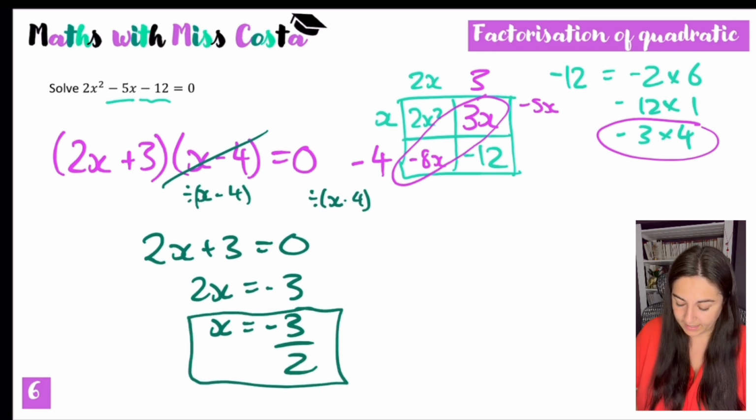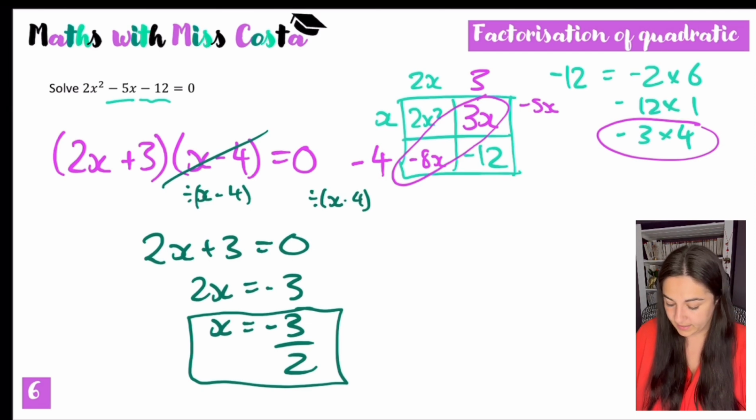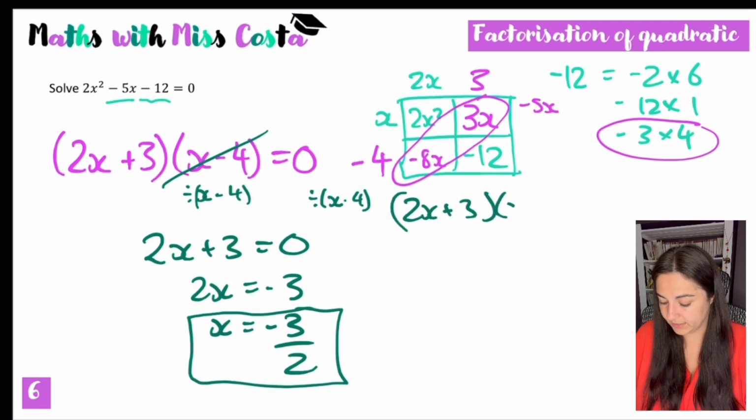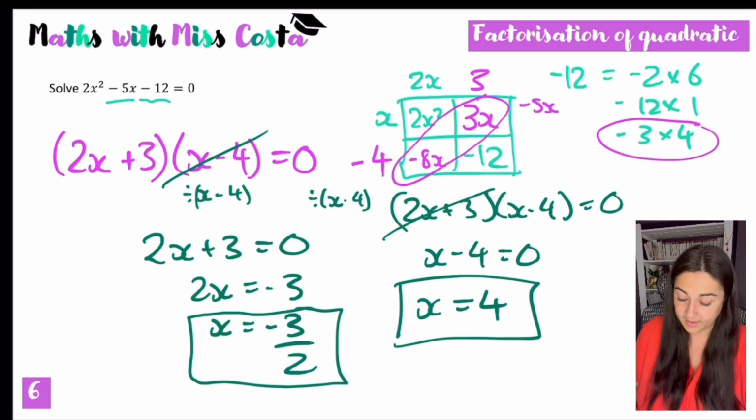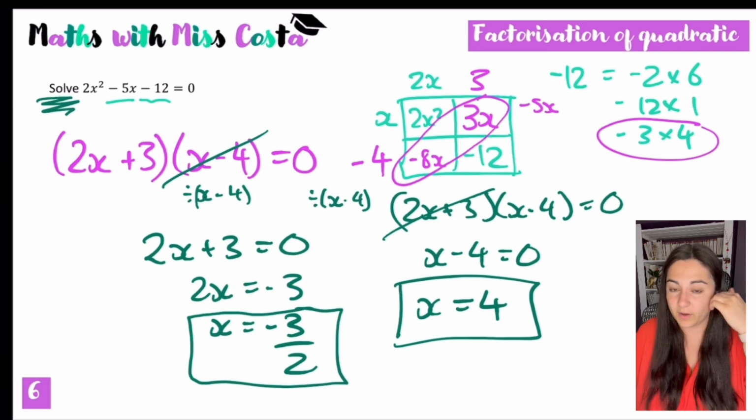And then you do the same for the other bracket. So let's say we have 2x plus 3, x take 4 equals 0, and we divide by this bracket. What are we left with? We're left with x take 4 equals 0. Therefore, x equals 4. Okay, so when you are solving a quadratic, first thing you do is factorise it, it's already equal to 0, and then divide each bracket one by one. 0 divided by anything is 0, and that's why you can solve your equations.